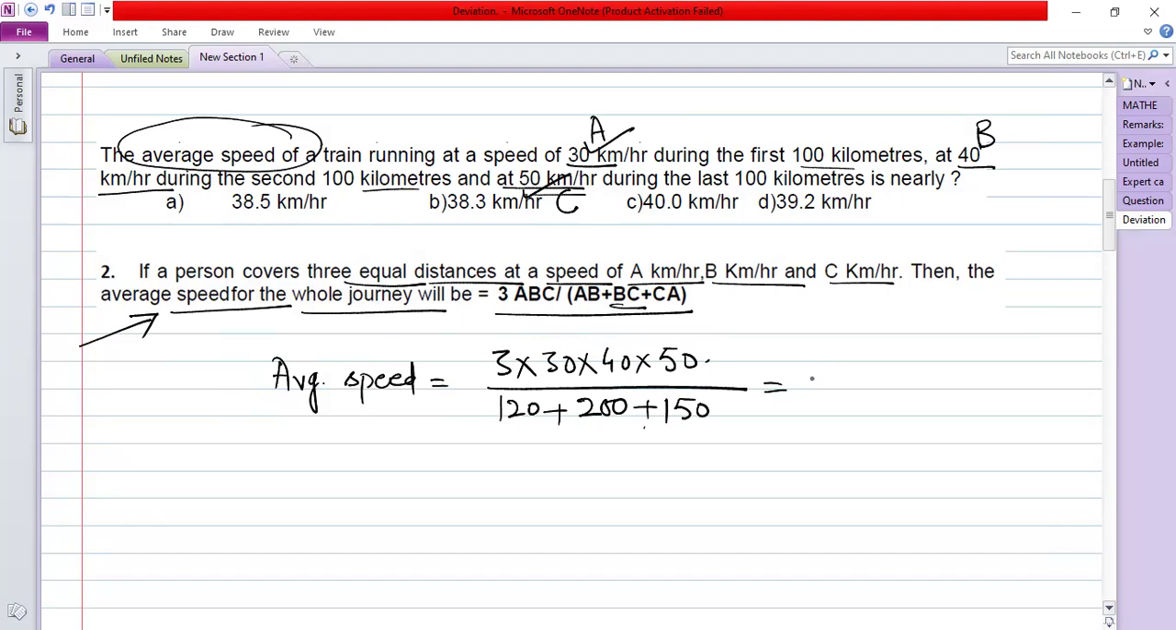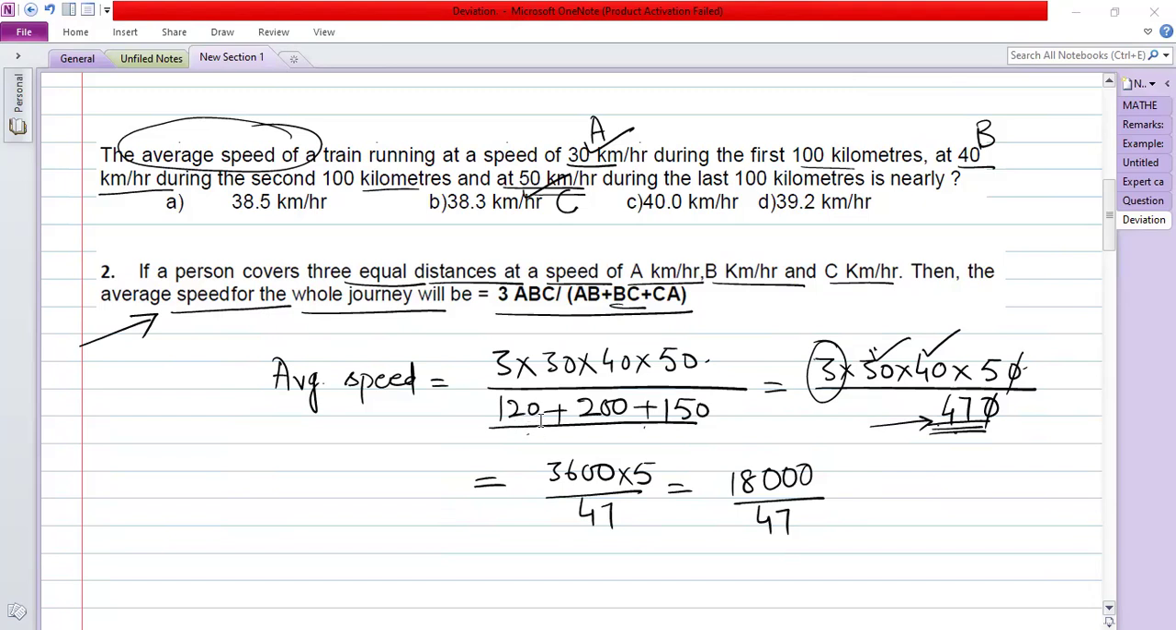So now we have only some calculations. We can write 3 into 30 into 40 into 50, and now we can cancel out. There will be no more cancellation possible because 47 is a prime number.